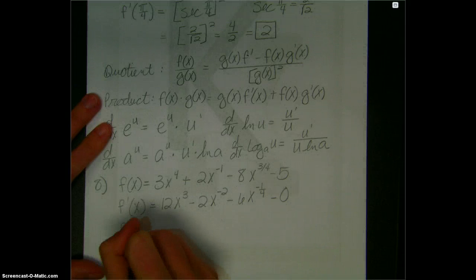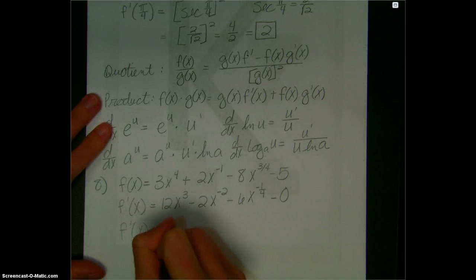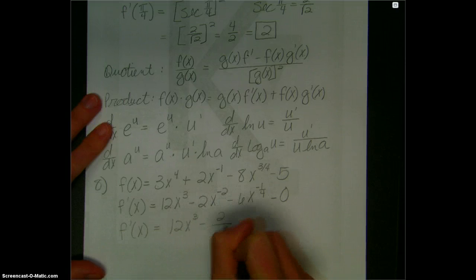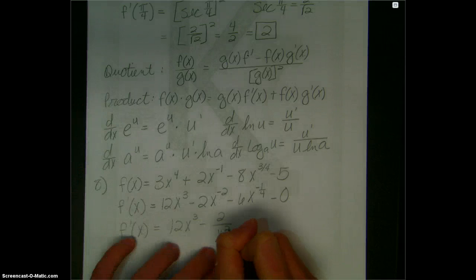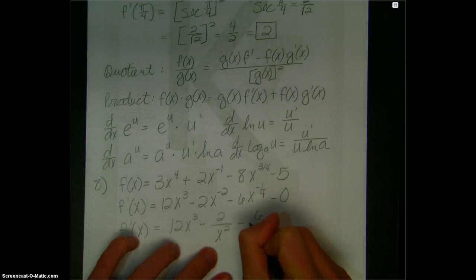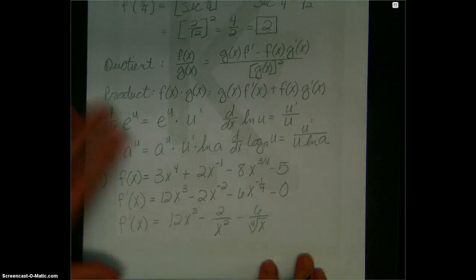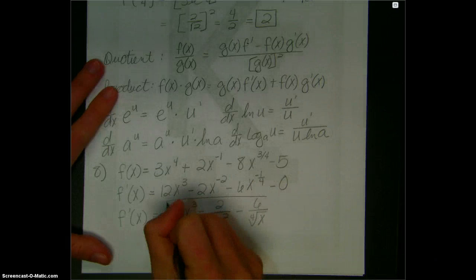And so if we want to, we can write that in a little bit more simplified fashion. I would make that minus 2 over x squared, and then I would write minus 6 over, and this is going to be the 4th root of x, and then I don't really need the minus 0. That right there is going to be my answer.